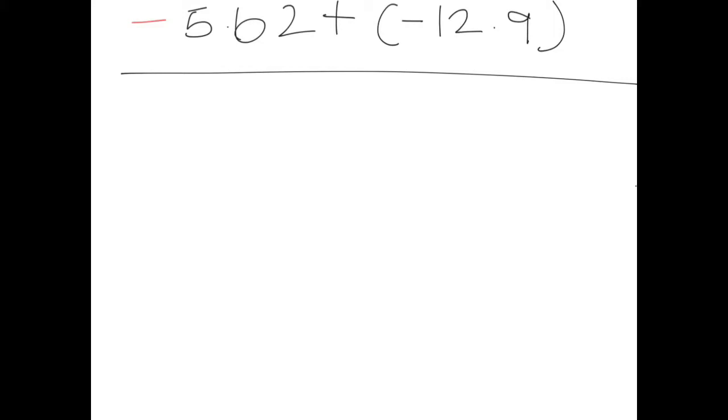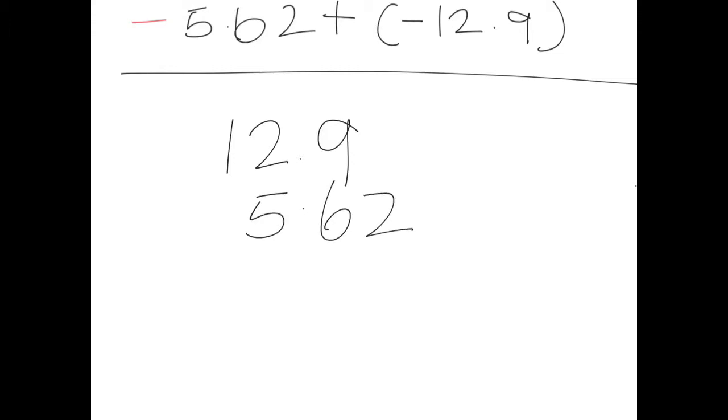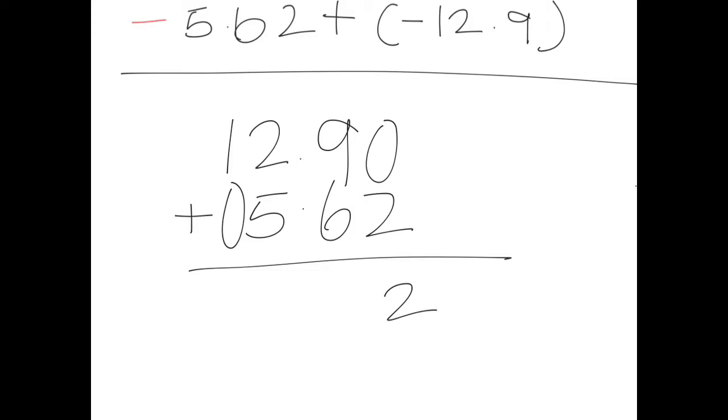First, you write the problem with all the decimals lining up. Then you add zeros as placeholders. Then you add like normal. 0 plus 2 is 2. 9 plus 6 is 15.